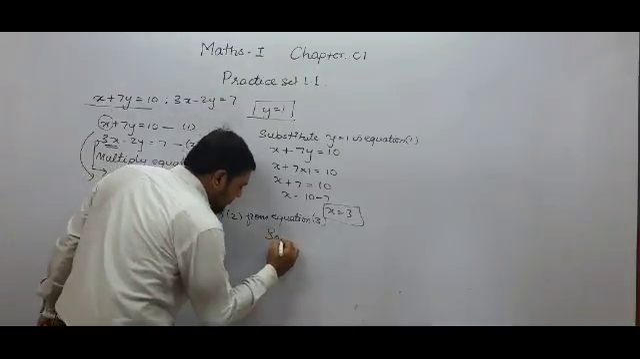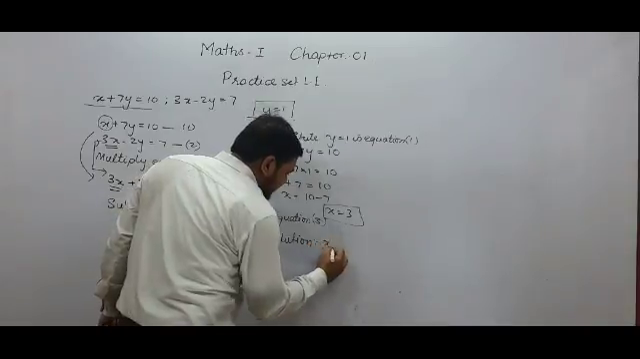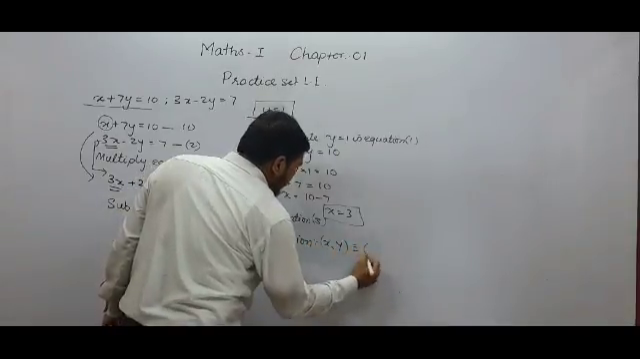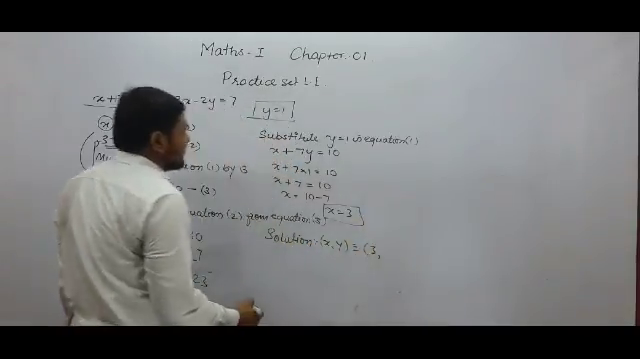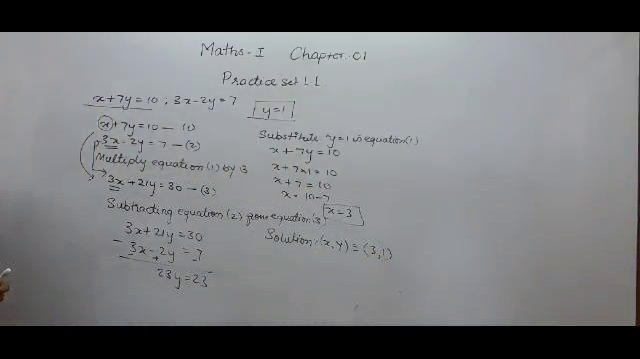Now the solution of the given equations is x comma y, which is equal to, what is x here? 3, and what is y? 1. So the solution is 3 comma 1. In this way we can solve these equations.